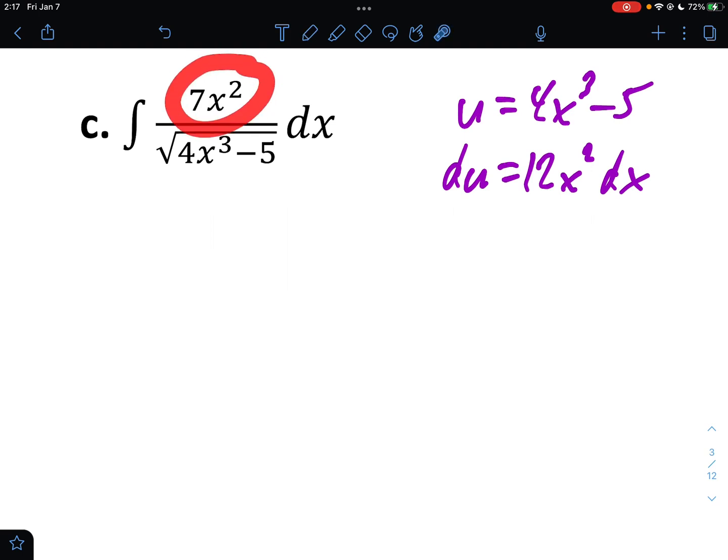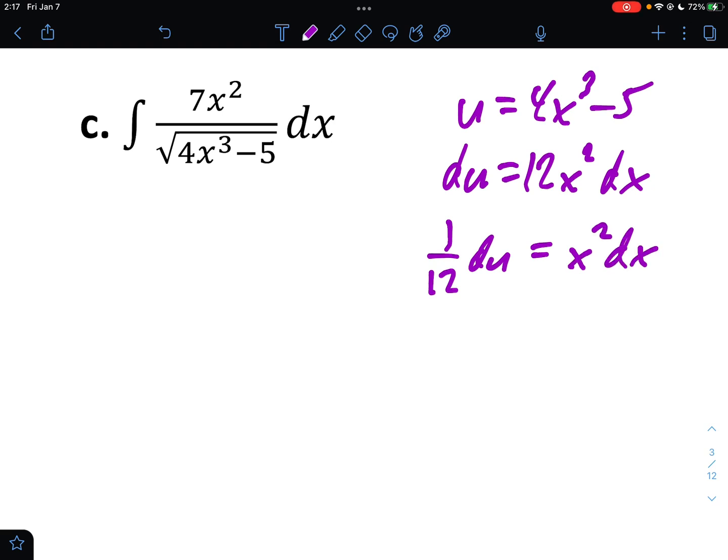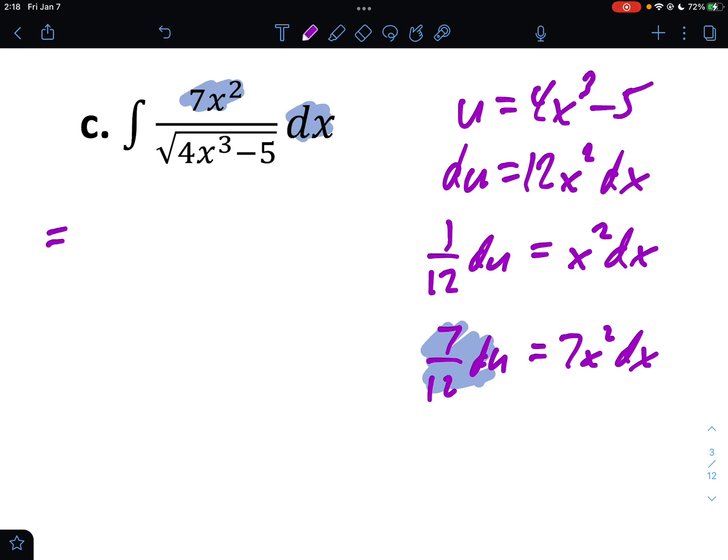We want to say 7x squared. So the first thing I'm going to do is I'm going to divide both sides by 12. So it's 1/12 du equals x squared dx. And I'm going to multiply both sides by 7. So it's 7/12 du equals 7x squared dx. So now 7x squared dx I can replace with 7/12 du. And then I can replace what's under the radical with my u. So now this becomes, I'm going to bring my 7/12 out in front here, 1 over root u du.